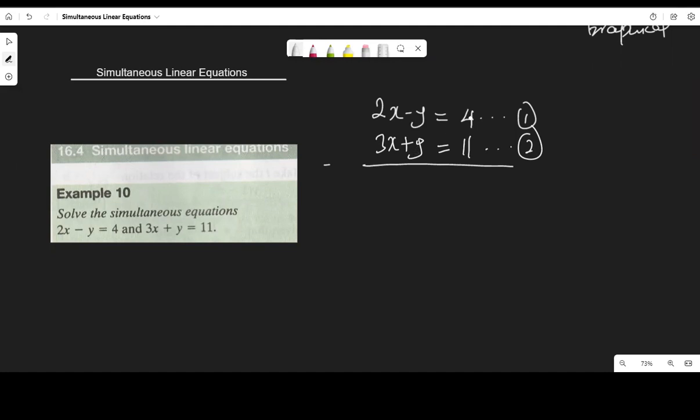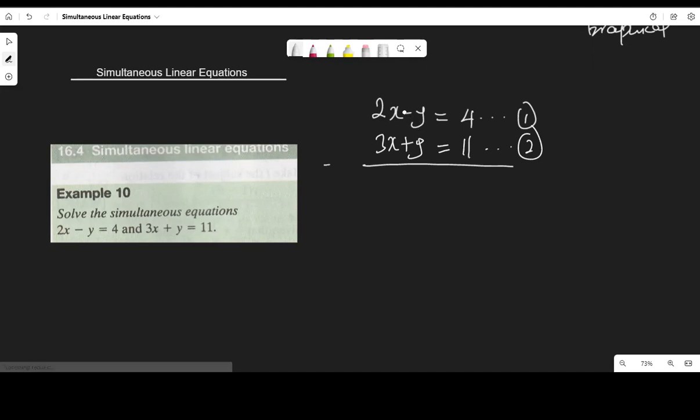Any variable you want to eliminate, the coefficient has to be the same before you can eliminate it. Like x here, let's assume we want to eliminate x. We must make sure that the coefficient of x in equation 1 and in equation 2 are the same. But in this case, they are not the same. Before we can eliminate it, we have to make them the same. Since these ones are the same, we have 1, 1, we can eliminate this one right away.